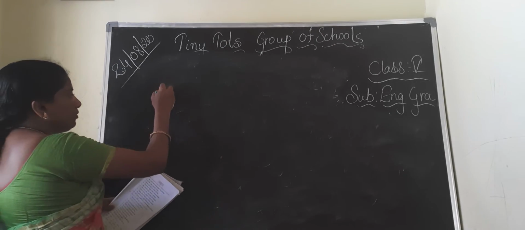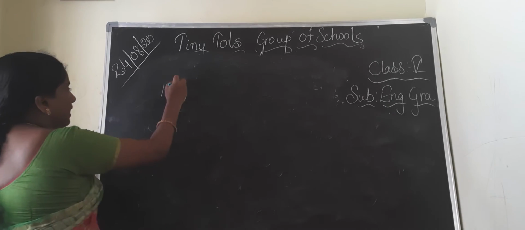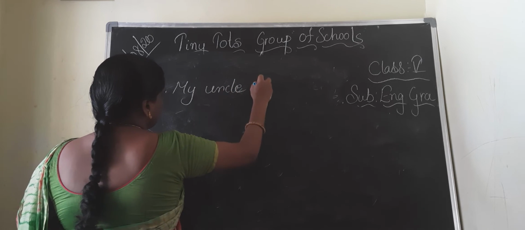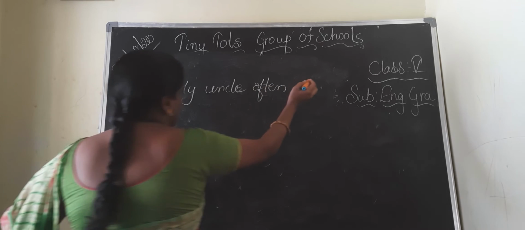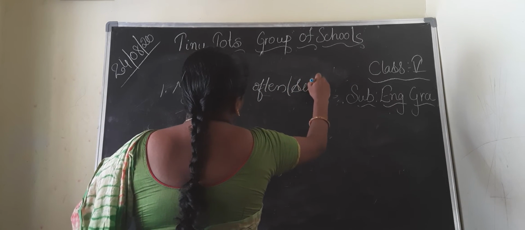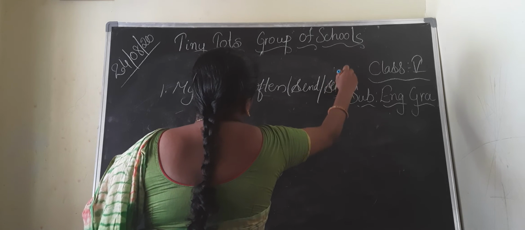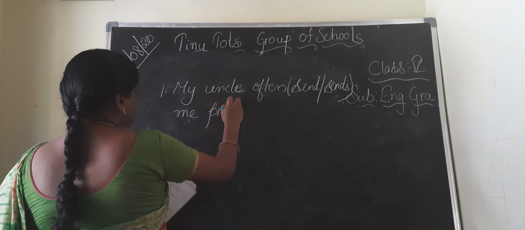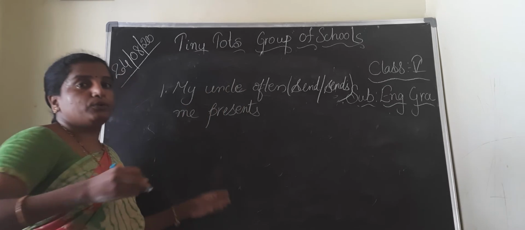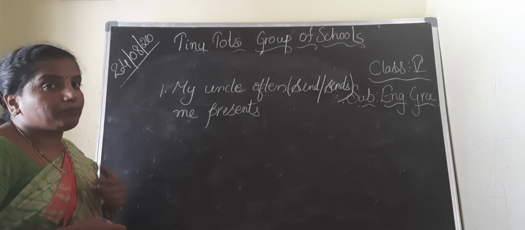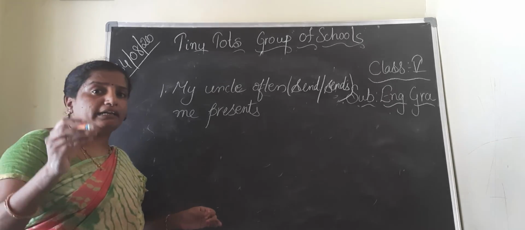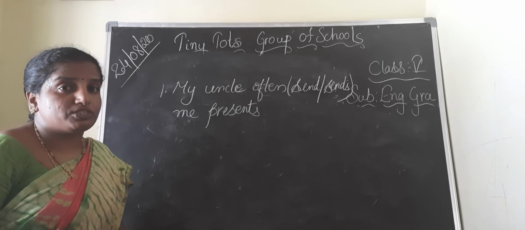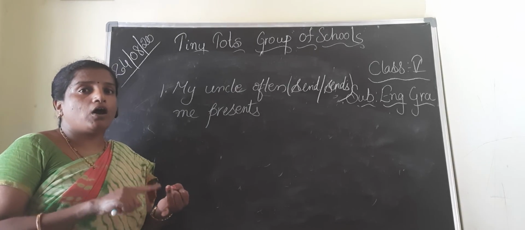See, children, they told us to select the correct verb. Suppose: my uncle often send or sends me presents. Suppose this is a statement, children, and I told you to identify the correct verb of the sentence. First, to identify the correct verb, you have to identify the subject, whether the subject is singular or plural.